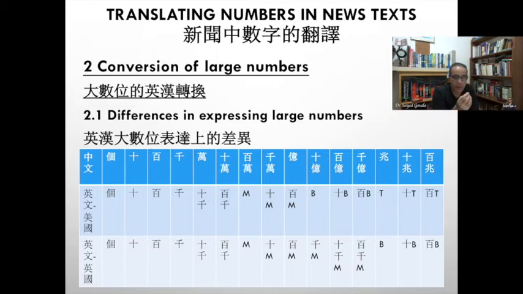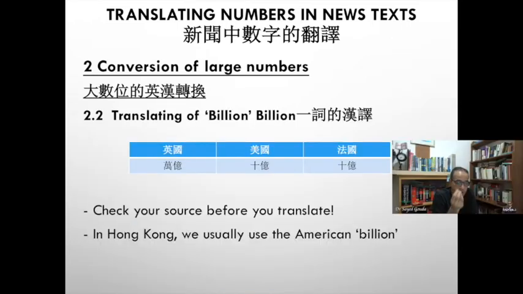But the word billion is a bit confusing, because in English, the British billion is not the same as the American billion. The American billion has nine zeros. This is the American billion, but the British billion has 12 zeros. Usually in Hong Kong we use the American billion. When we say billion in Hong Kong, that means 9 zeros.